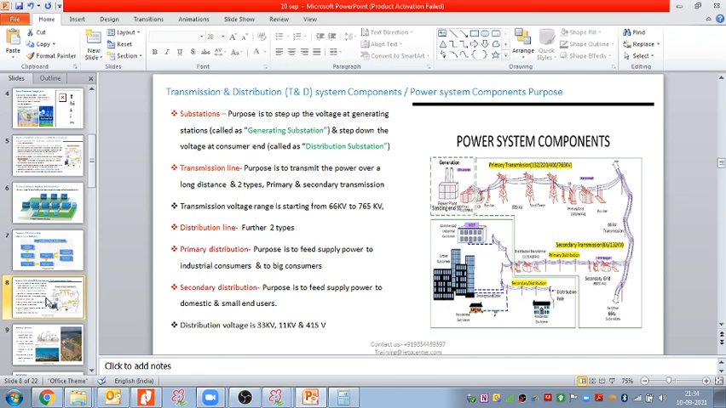So the purpose of this T&D system, the purpose of the substation, why we are using the substation, transmission line and the distribution line, what is the purpose, why we have them, or we can see the power system components.